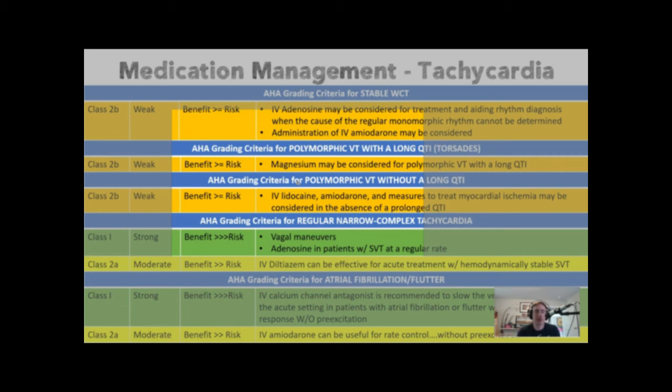All right, that's a class 2B recommendation. But the benefit is greater than or equal to the risk, so we're going to give magnesium. Now, if they're having some chest pain, we get a 12 lead, and the QT interval is not long, let's say it's 450 milliseconds or less, and then they're having PVCs and they go into polymorphic VTAC, we can give lidocaine or amiodarone to that.